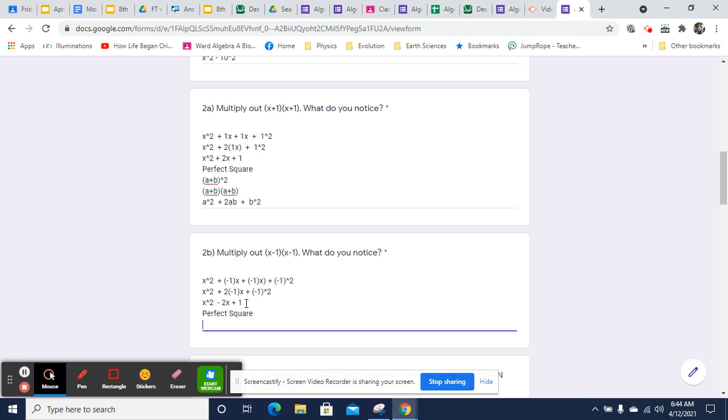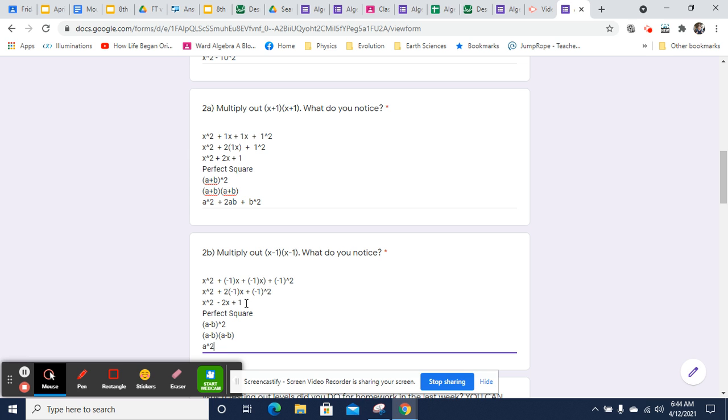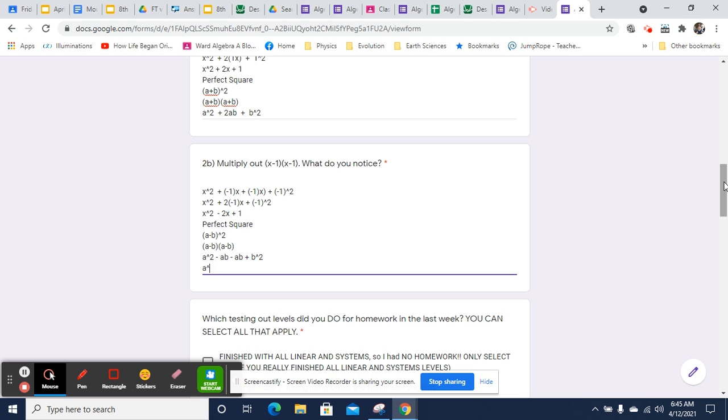Since we've got a minus b, the generalized structure of this is going to be a minus b times a minus b. That's going to equal a squared minus ab minus ab plus, since negative b times negative b will be positive b squared. We've got all of that, and that can simplify into a squared minus, since there's two of them, 2ab plus b squared.